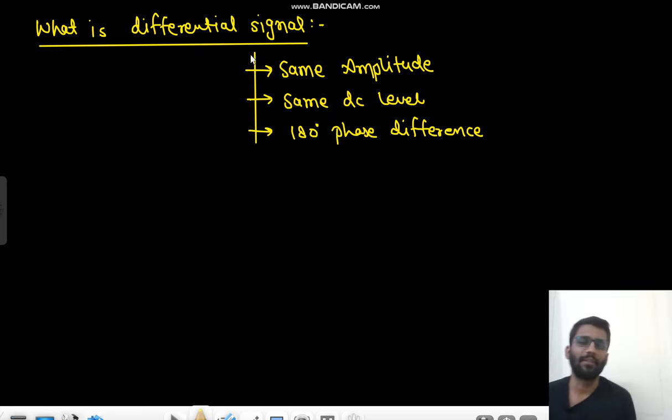This is the basic definition that you need to know. What is differential signal? So I have already written the definition. Two signals. Differential signal is defined for two signals. Same in amplitude. Has same DC level and 180 degree phase difference.